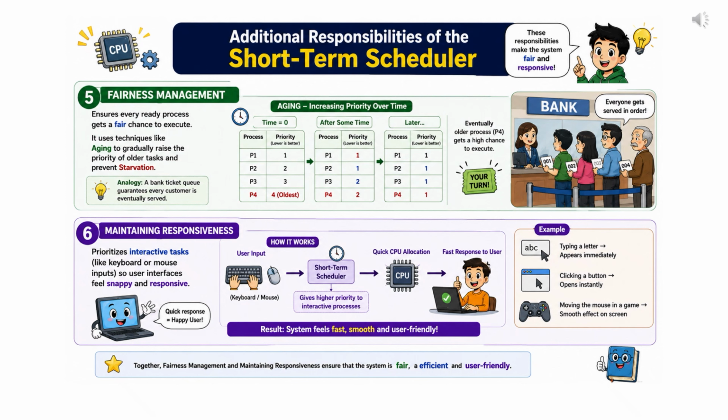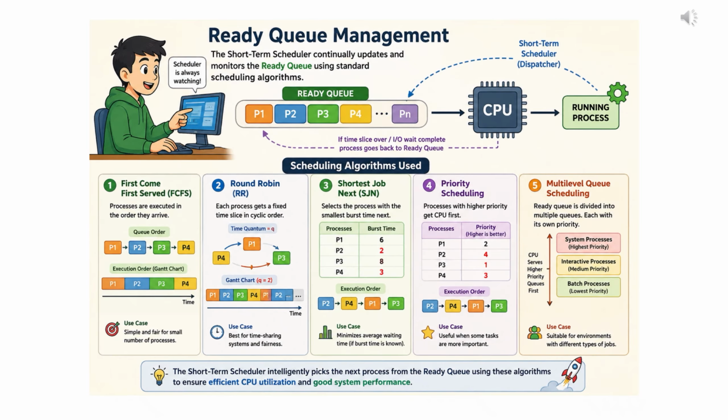The short-term scheduler also keeps the system responsive by giving quick attention to interactive applications such as keyboard input, mouse clicks, and user interface events. This is why modern operating systems feel smooth and responsive even when many applications are running simultaneously. The short-term scheduler uses different scheduling algorithms to decide which process should execute next.